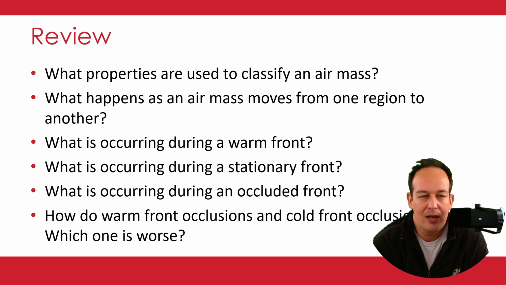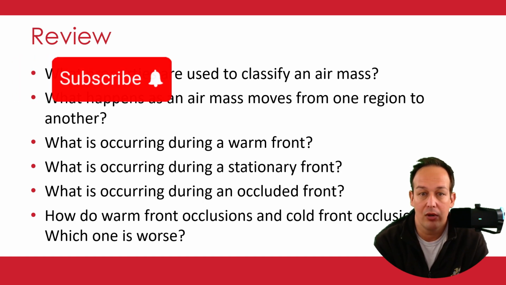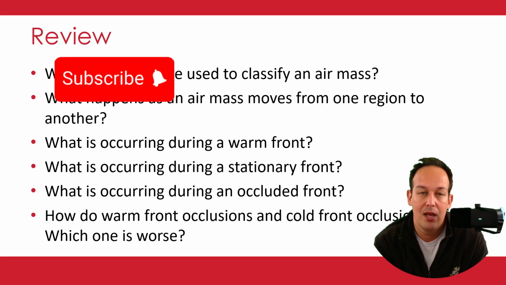And in this Part 9 series, can you answer these questions? What properties are used to classify an air mass? What happens as an air mass moves from one region to another? What occurs during a warm front, during a stationary front, during a cold front, during an occluded front? And so if you can't answer those questions, go back and watch those videos.